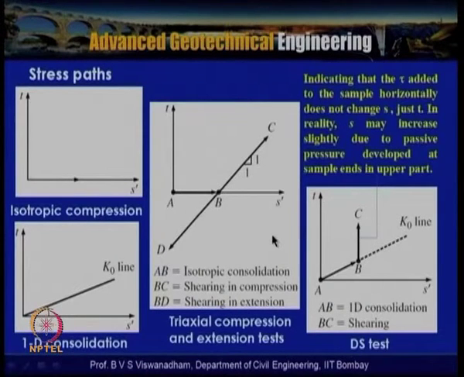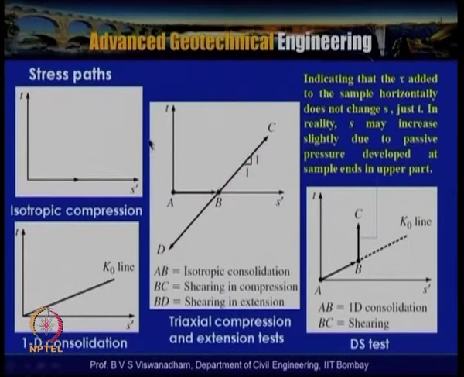So we have seen the various stress paths, and in this particular slide a simple isotropic compression stress path is shown. We said that it traverses along the S dash line. When you have 1D consolidation, one dimensional consolidation, where there is only vertical strain and epsilon r is equal to 0, the axisymmetric case, the k naught line is like this. This is the k naught line, and on this the 1D consolidation happens.